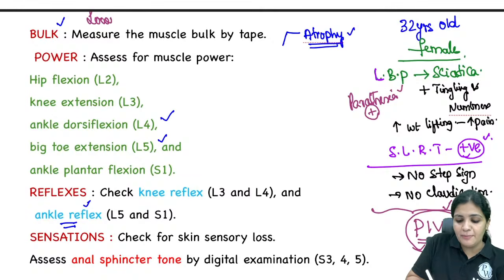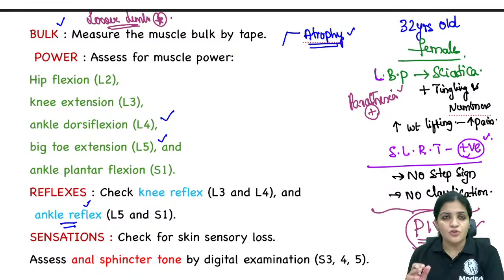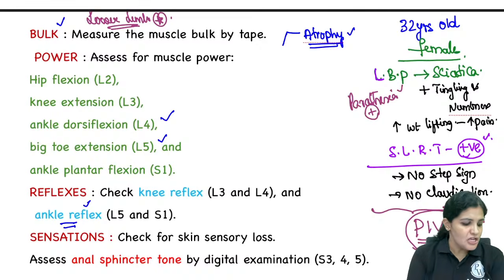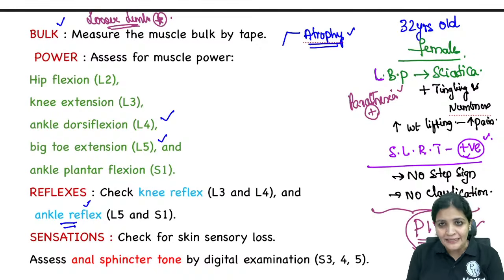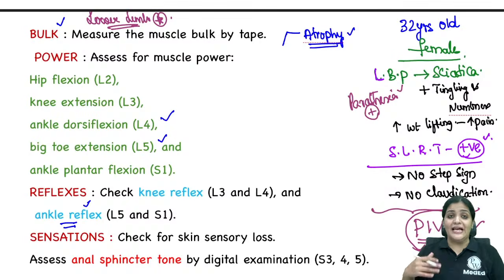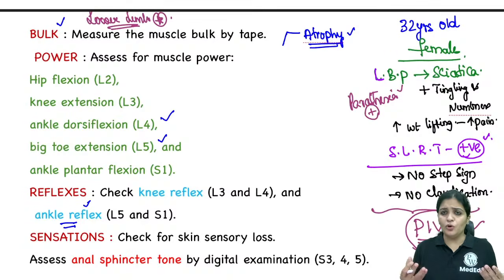You are going to examine the lower limbs, because the lumbar plexus supplies the lower limbs, right? So now you will see the thigh muscles, the leg muscles, the calf muscles. In the thigh muscles you will see the bulk, whether there is any atrophy or not, and then you will assess the power. So power, the MRC grading: 5, 4, 3, 2, 1, 0. Okay, so how do you assess the power?